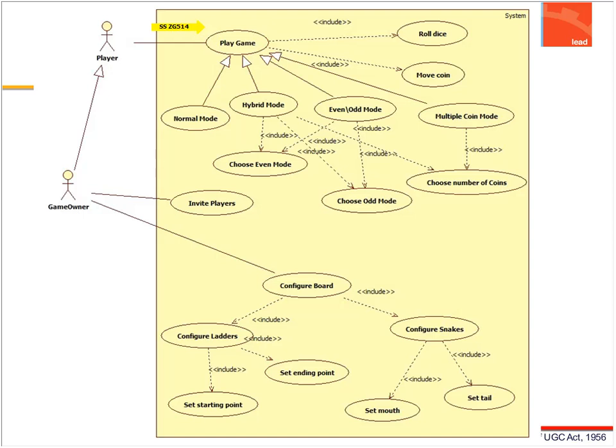Right? I'll quickly take up one or two questions. Offstage actors are represented as stickman figure if they are humans, otherwise represented as non-humans. Arrows can be outside the system box. Only the generalization relationship between actors will be outside the system box.